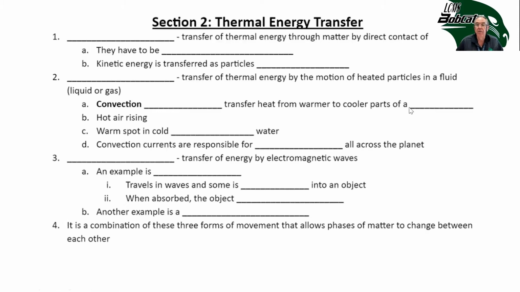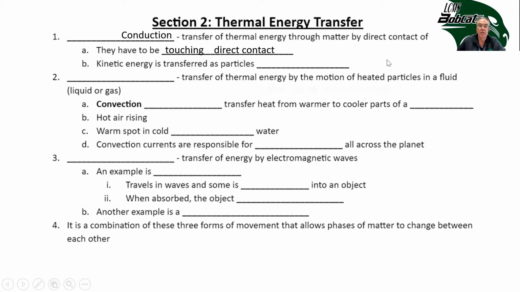Now, you should kind of remember from elementary school that there are three ways that thermal energy can transfer: conduction, convection, and radiation. We're going to take a look at each of those now. The first transfer of heat is conduction. It's the transfer of thermal energy through matter by the direct contact of the particles. Direct contact means they have to be touching. That's the direct contact part.